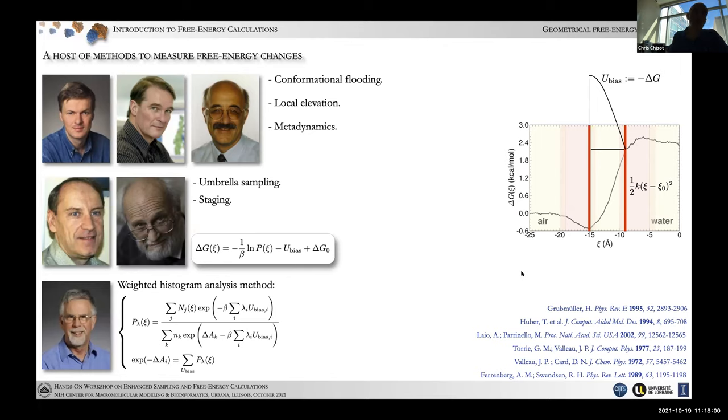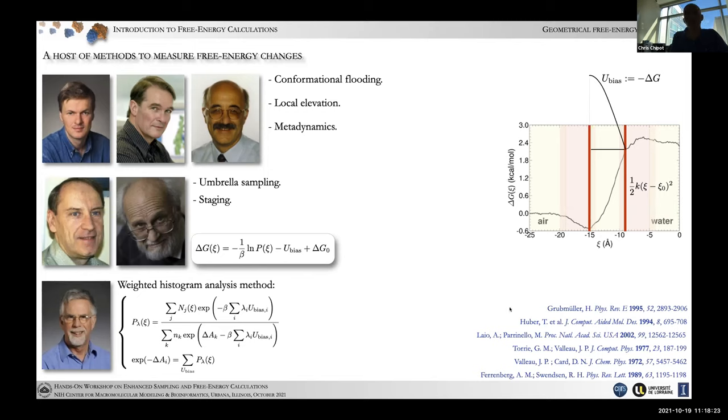In the old days, people did that manually. They would try to minimize the difference in curvature in the potential of mean force in the overlap region, and then shift, because of course the free energy is always defined up to a constant.